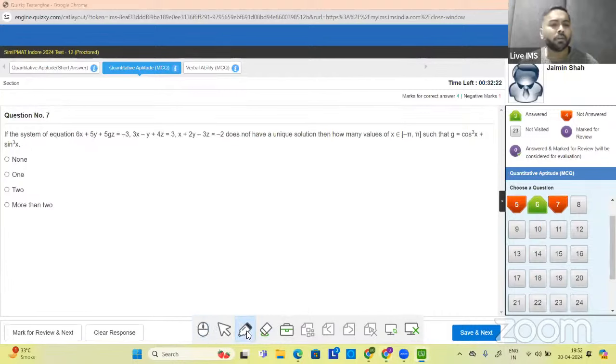Okay, if the system of equations does not have a unique solution, then how many values of x such that g of x is cosec cos q plus sin q. Let's come back to this question.